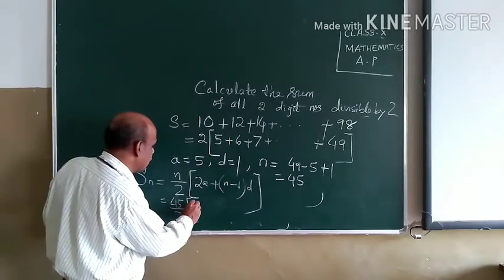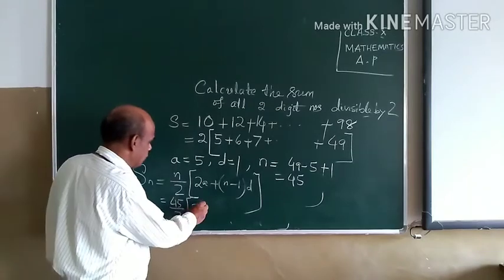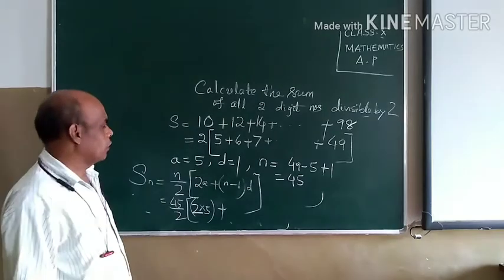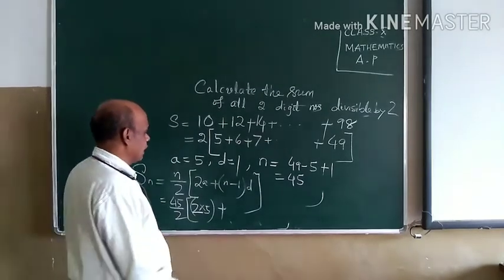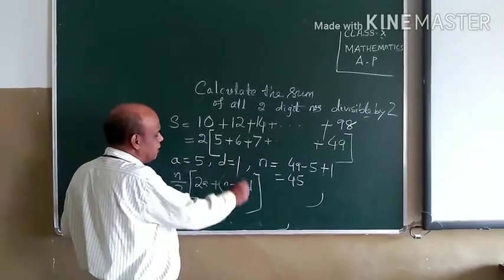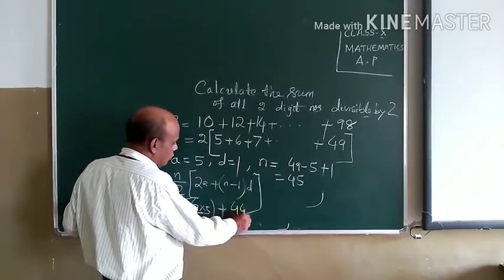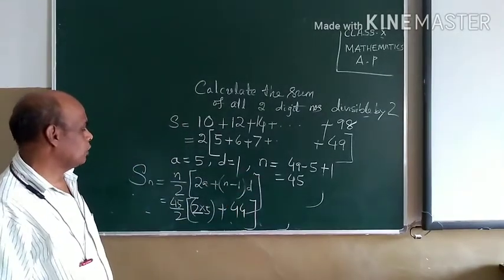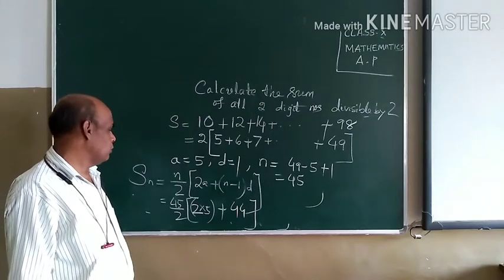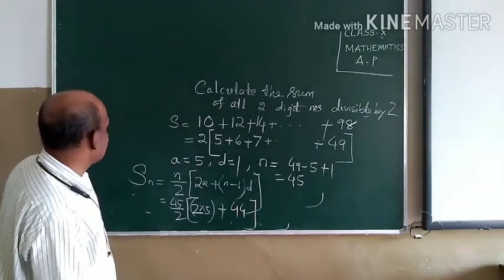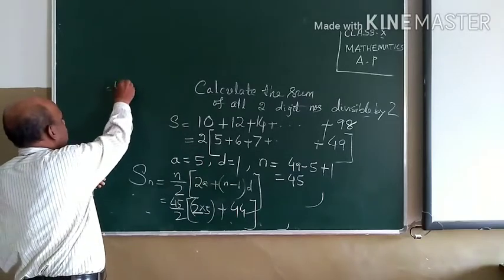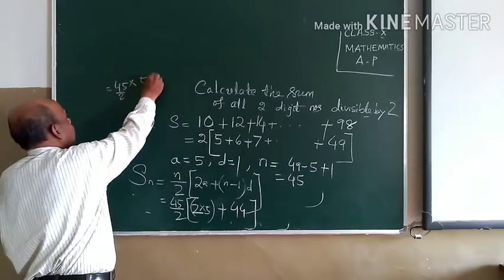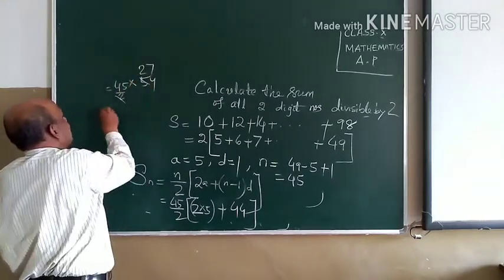Then 2 into a means 5 plus n value here 45. So 45 minus 1, that is 44, into d means 1, so 44. Because n value 45 minus 1, that is 44, into d value also 1. So that is 44. So you are getting 45 by 2 into 10 plus 44, it means 54. That is 27 you are getting.